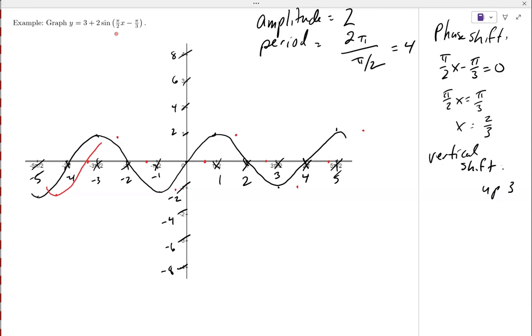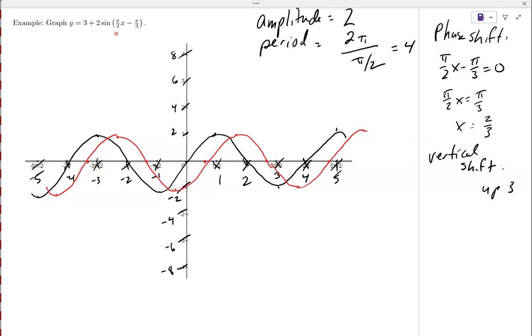We get that one. So again, we're moving over 2/3 of the unit. So the one that was at 0 goes to 2/3. The one that was at 1 goes to 1 and 2/3. 2 goes to 2 and 2/3. 3 goes to 3 and 2/3, and so on. Just shifting it to the right.